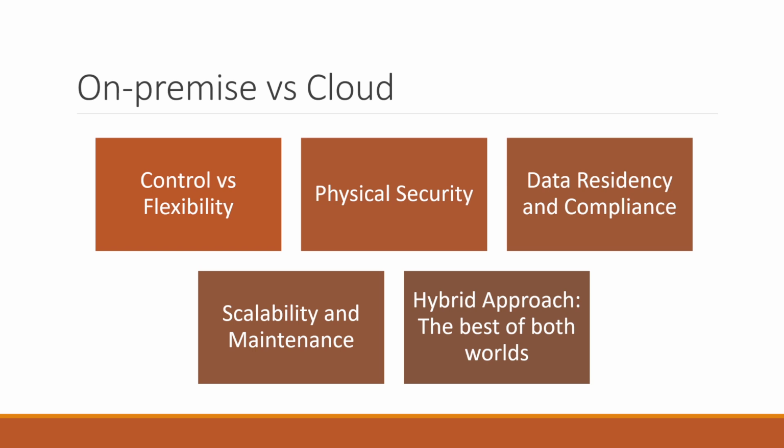Then we've got scalability and maintenance. On-prem is a very manual and slow process to scale, while the cloud is very fast. And so what we normally see here is the hybrid approach. We call it the best of both worlds, where we'll put some stuff on-prem and some stuff in the cloud. Things that are going to be very sensitive to us, we might keep on-premise, while we may have some of the less sensitive stuff in the cloud, allowing us scalability and flexibility.